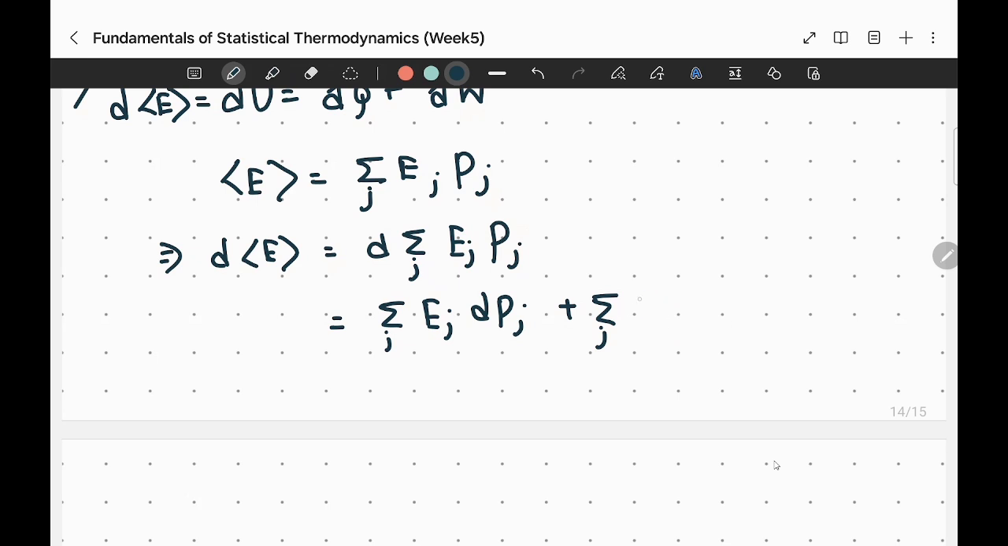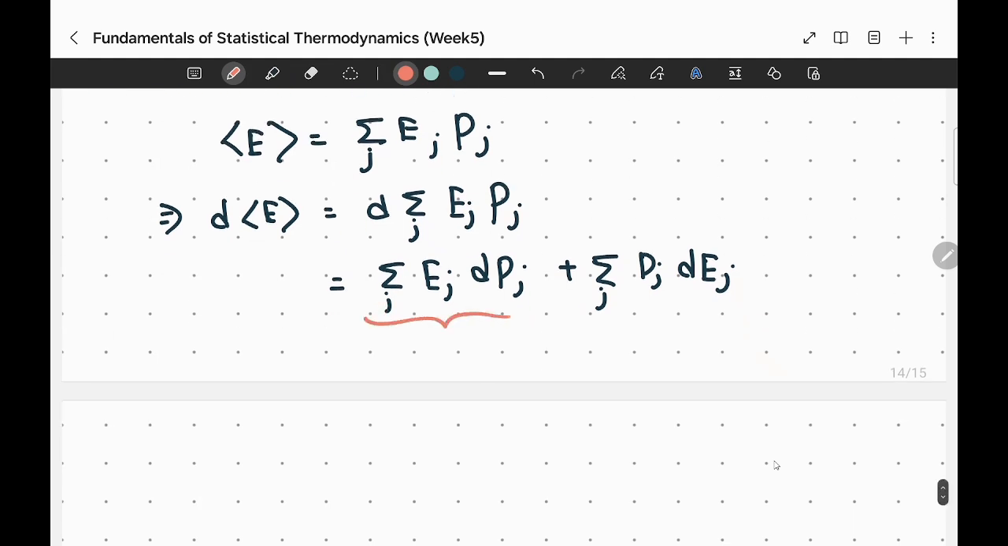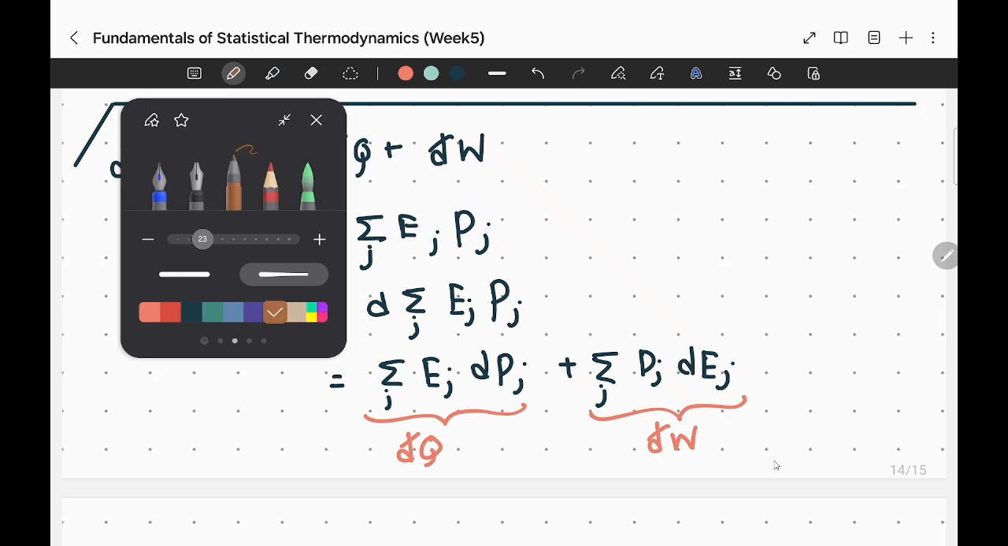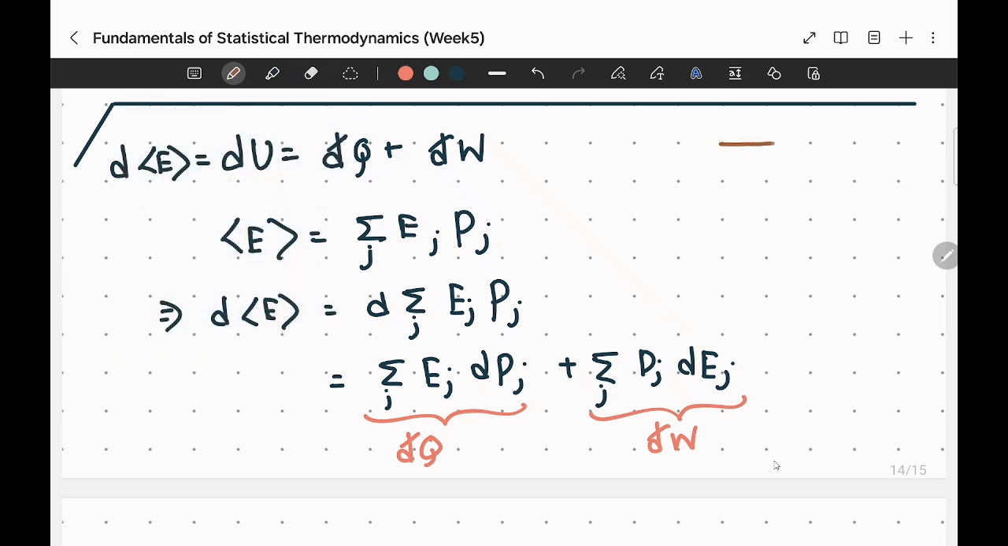Or let me write it. Is it clear? Yes. So this first term basically represents the del Q, that means the heat, and what is it? How? That's a $1 million question. This is just an argument.